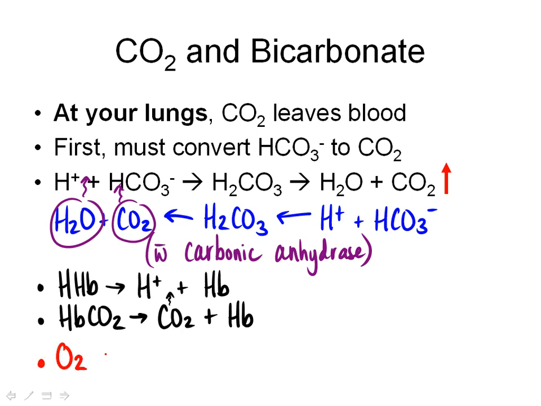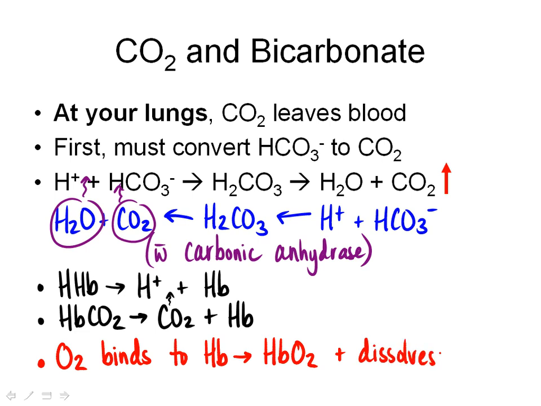So now your O2 binds to hemoglobin to make oxyhemoglobin, HbO2. And remember, there's that whole cooperative binding thing. The very first O2 binds, and that sort of opens up the hemoglobin and makes it easier for the other three molecules to jump on board. So O2 binds to hemoglobin to make HbO2, and a small amount of it dissolves in the plasma. And then off to the different cells in your body, all of that stuff goes.